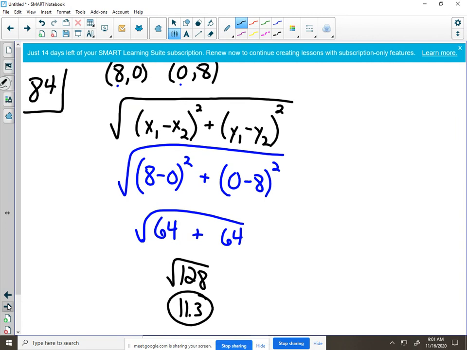Distance formula. If that ends up being on your PEMDAS chart written down, distance formula for 2 points, you can do that. That's no problem.